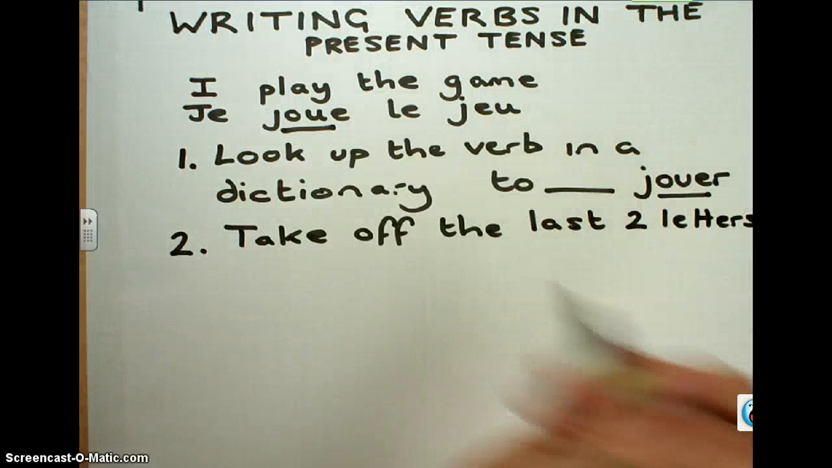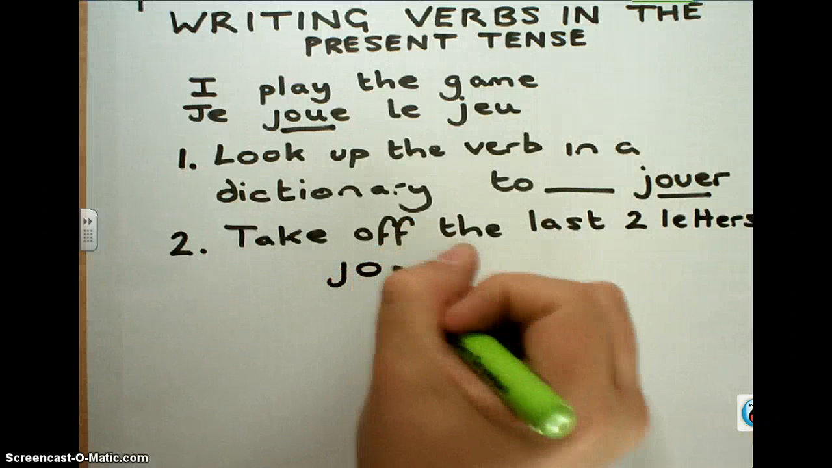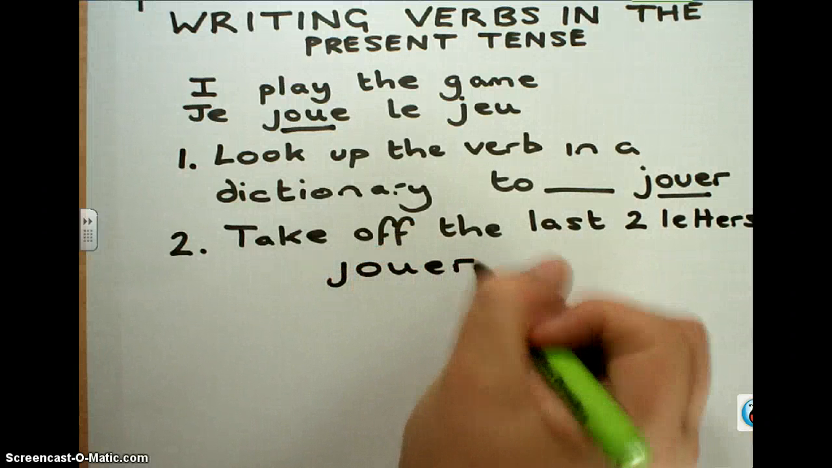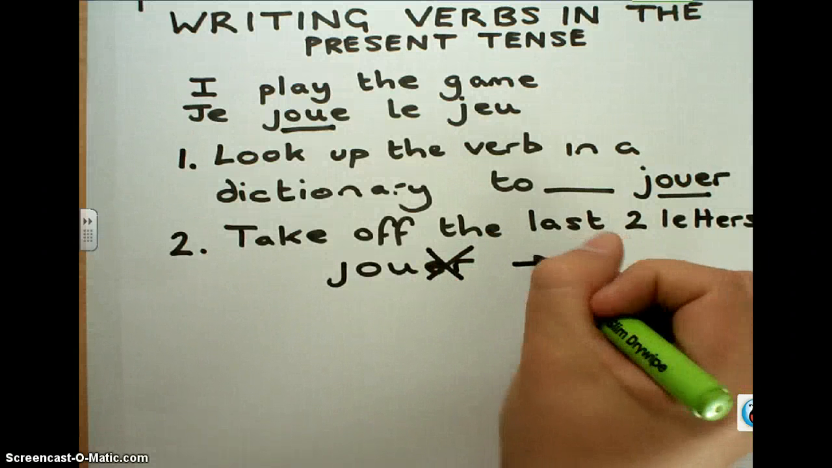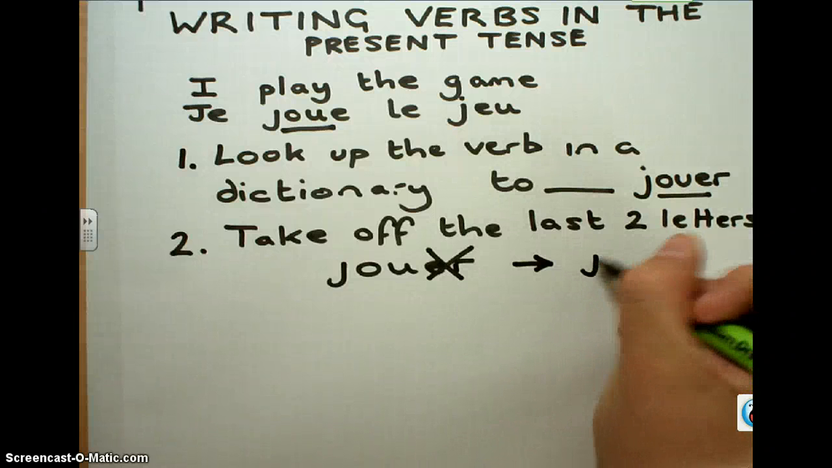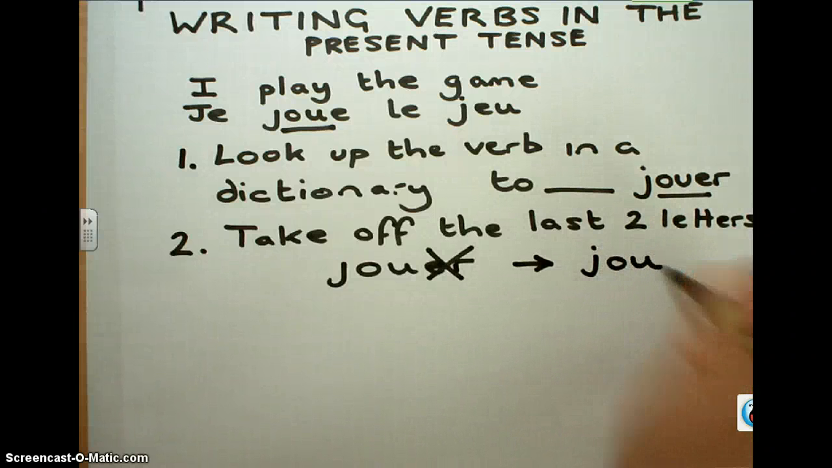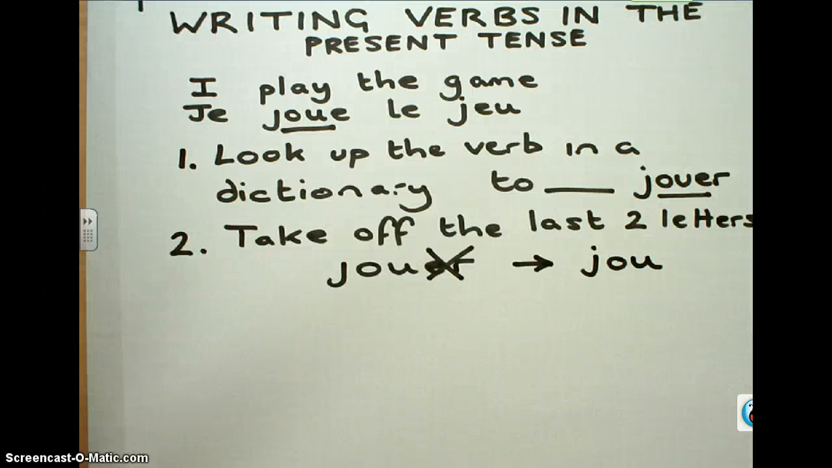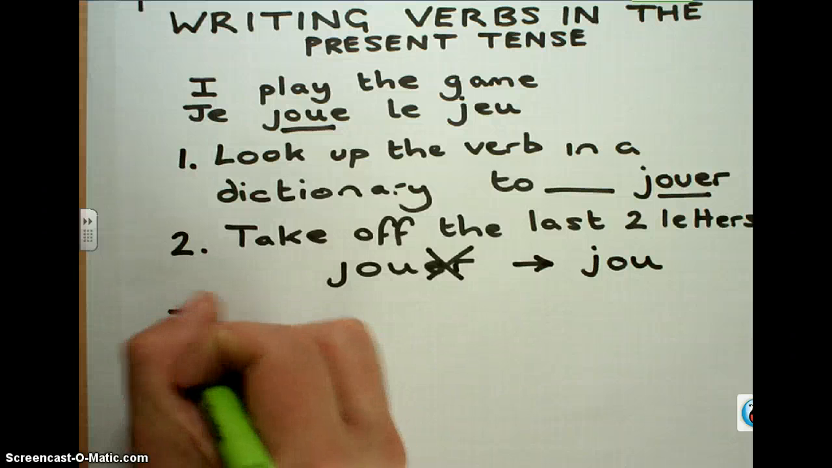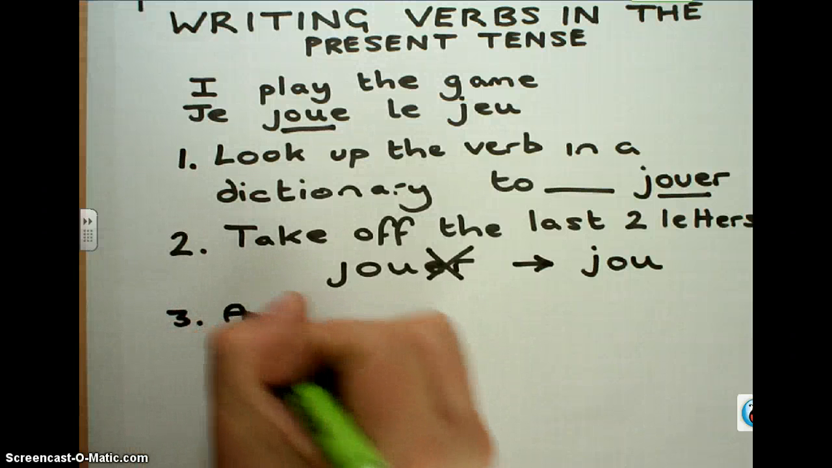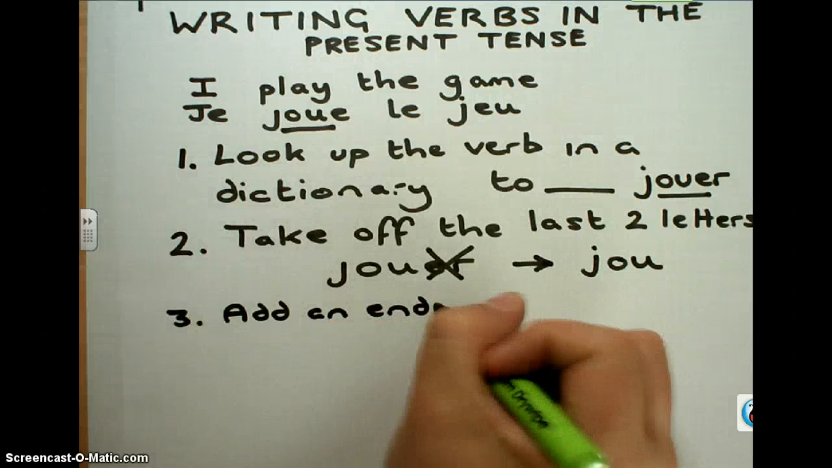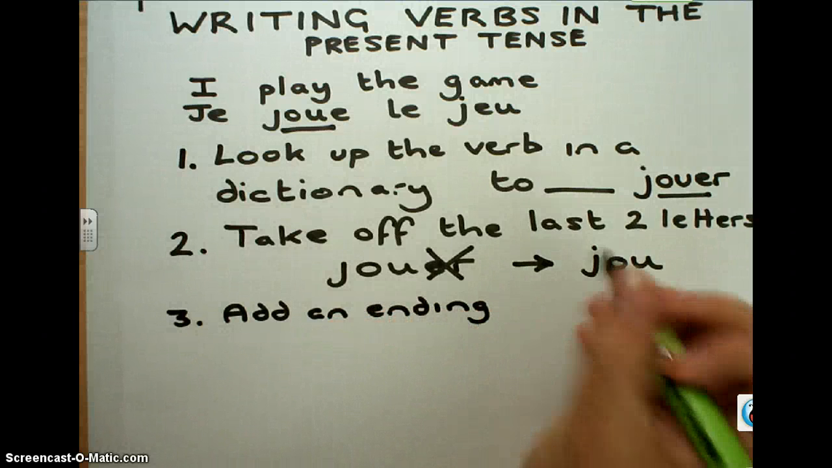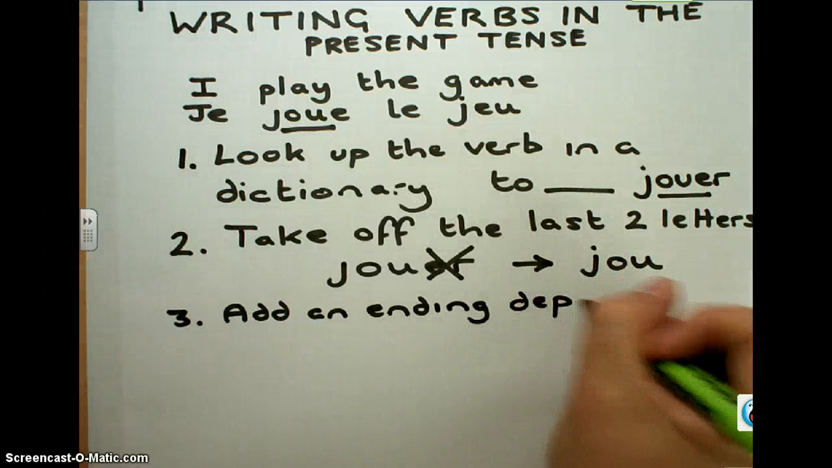And it's as simple as that. In this case, it's going to leave us with what we call a stem, and that stem is J-O-U, jou. But we still have one more thing we need to do. So step 3 is we add an ending. And the ending we choose to add to this word depends on who is actually doing the verb.